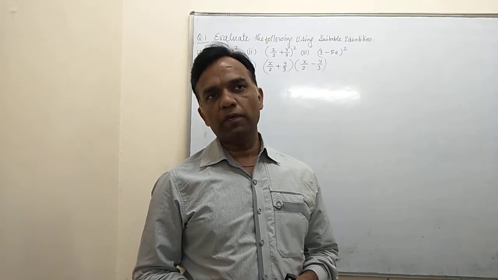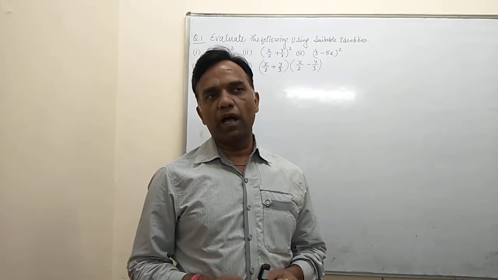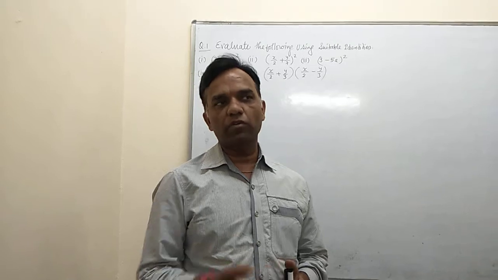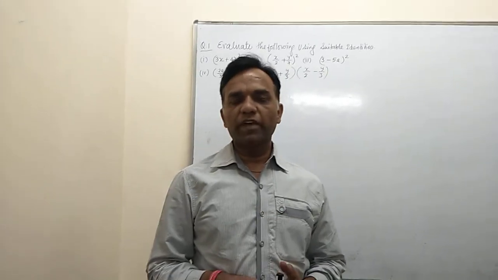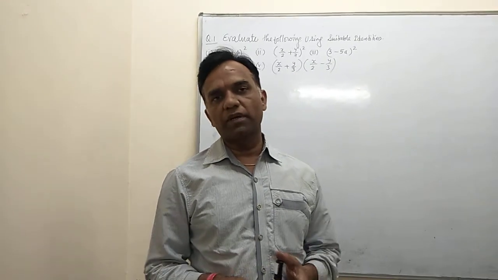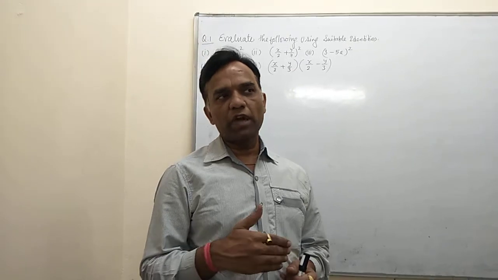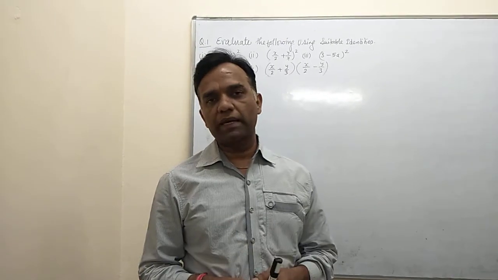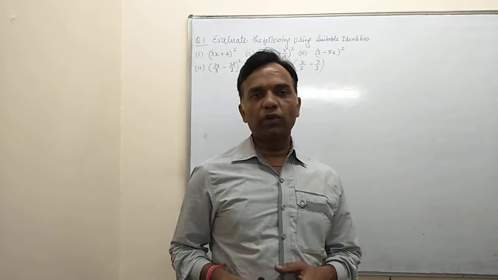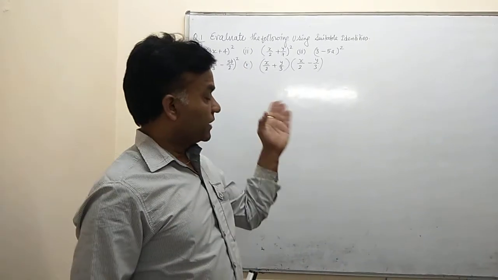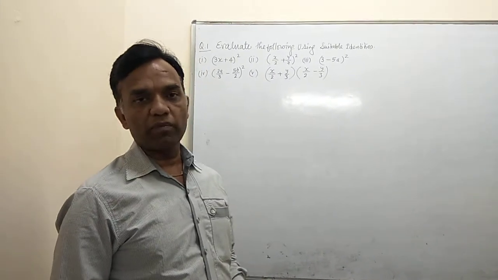Now in this video we use the concept of identities, how we implement the identities in the application part. Some expansions are given with different numeric values. Then you expand using the suitable identities and simplify the following terms, which are given in the form of whole square, maybe whole cube.